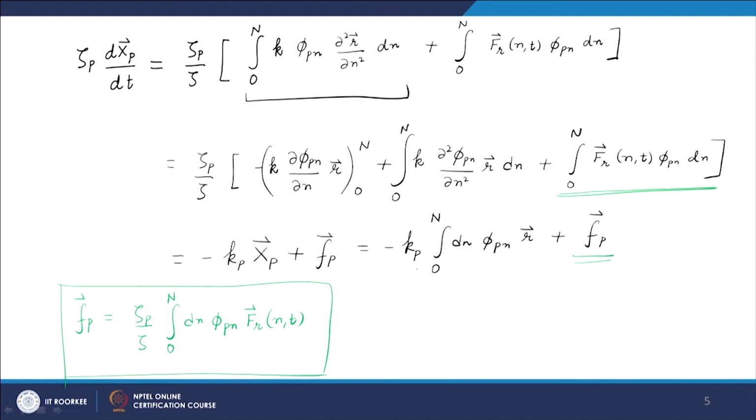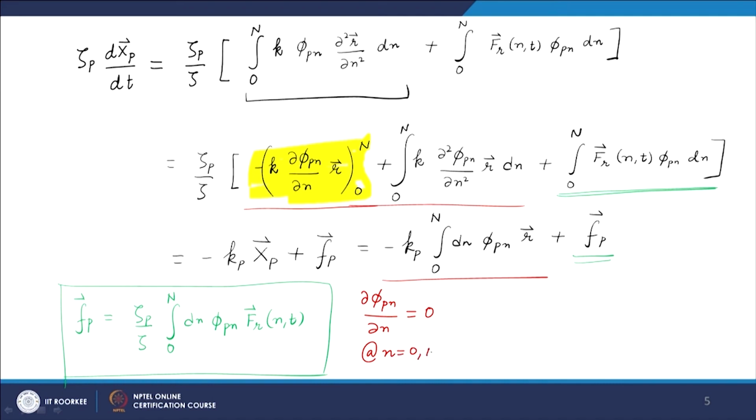Now, I look at the other term here. So, this term right here has to equate to the two terms right here. So, in that, the first term I will set to 0 by assuming that ∂phi_p(n)/∂n is equal to 0 at n equal to 0 and n.